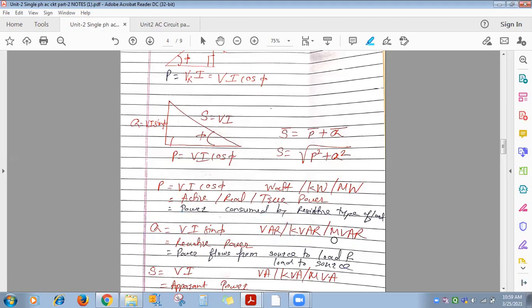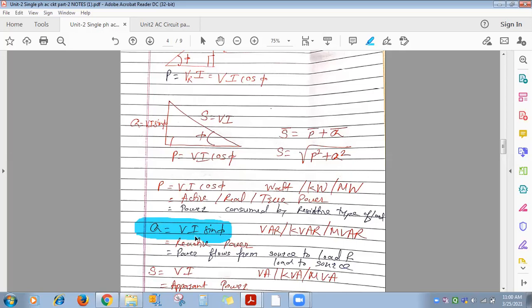Okay, so reactive power, I told you in purely inductive and purely capacitive circuits, we have seen phi is 90 degrees, so sin phi will be 1. So this is related to inductor and capacitor only, not related to resistance. It is because of inductor or capacitor or both.